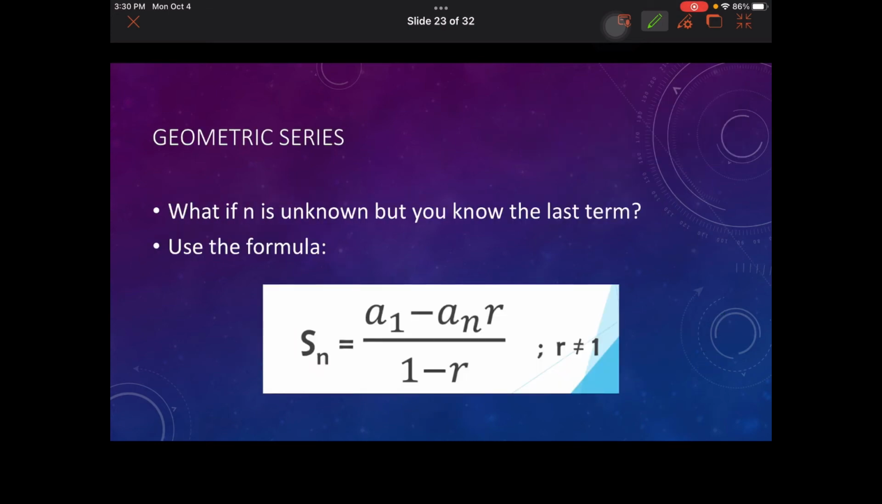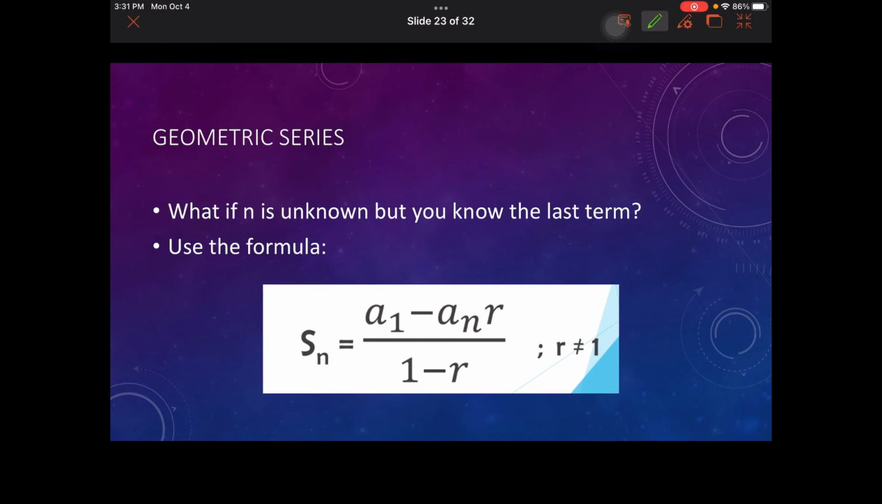So, ito po ang ating second case and our second formula. So, kung n is unknown, but we know the last term, then we will use formula number 2. You can take a screenshot of this if you want para you have your notes. You can take down the formula also. So, ito ang formula na gagamitin kung hindi natin alam kung ilan yung terms, pero alam natin yung last term. Anong klaseng problem yan? Hindi natin alam yung n.